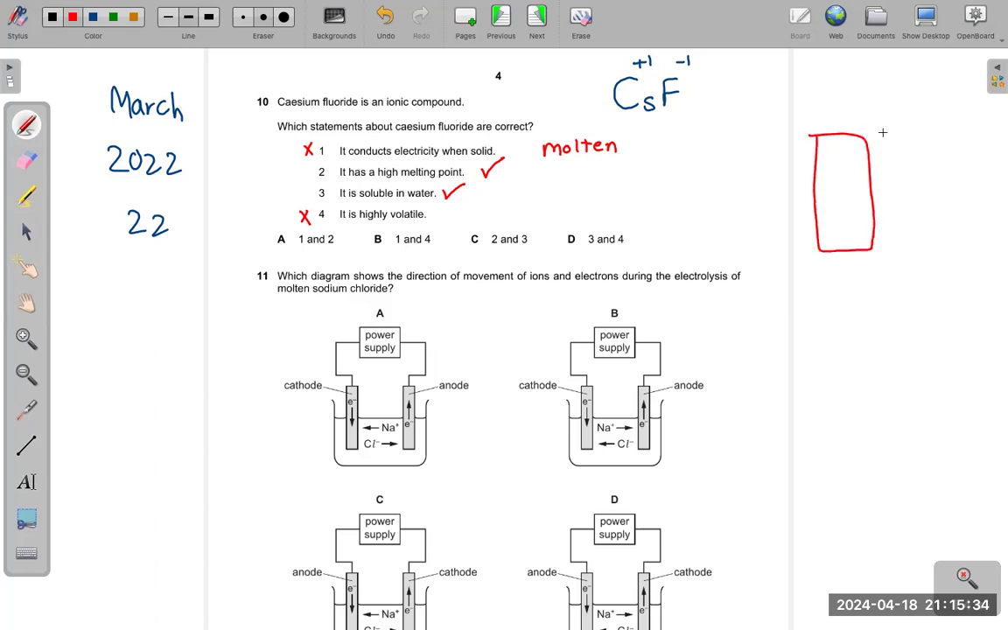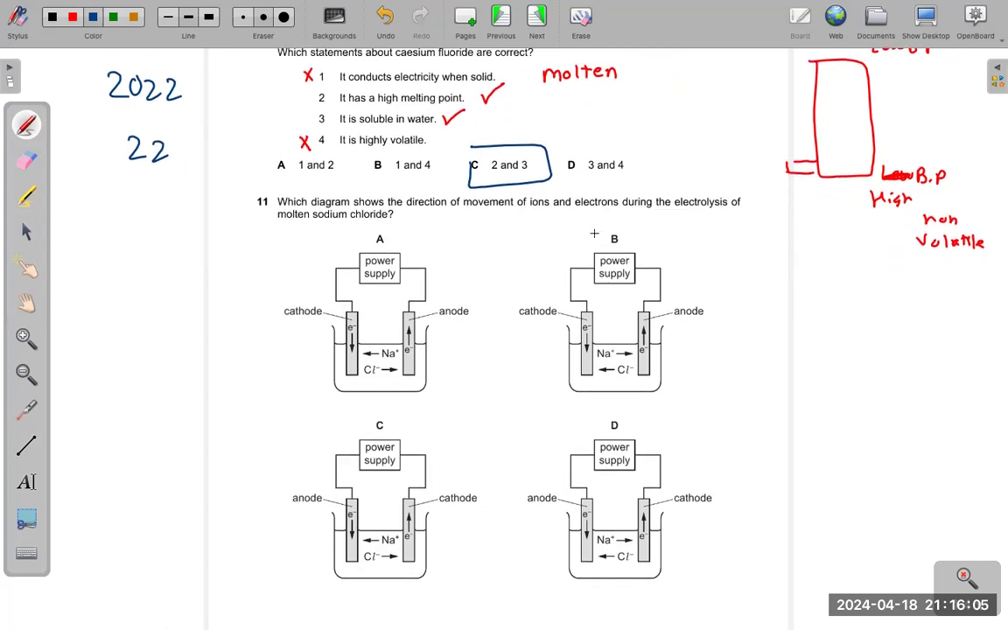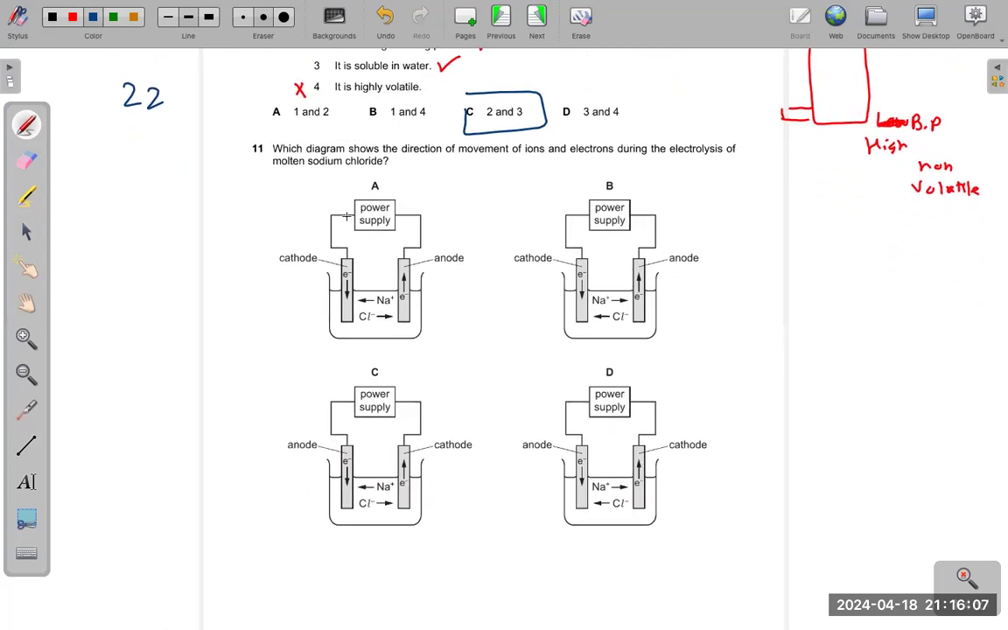Like yesterday, when we talked about the things in petroleum, we said the fractions at the top have a low boiling point. The fractions down have a high boiling point. So this one is volatile, but these ones are non-volatile. A substance which is volatile, which means it can be evaporated even without heat, should have a low boiling point. So only 2 and 3 are correct, which is number C. So number C is the right answer only. Which diagram shows the direction of movement of ions and electrons during the electrolysis of molten sodium chloride?